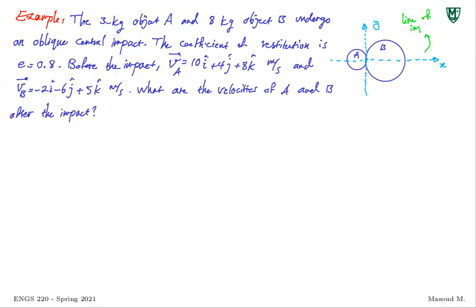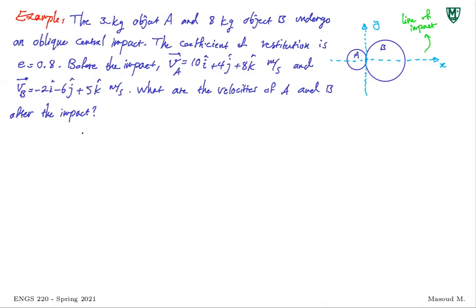Line of impact, right? So we only care about the x component. Or better to say, we have to calculate the x component. That's the direction that the impact is happening. So knowing the coefficient of restitution and the x components of velocity for A and B before the impact, we want to find the x components of velocities for A and B after the impact.